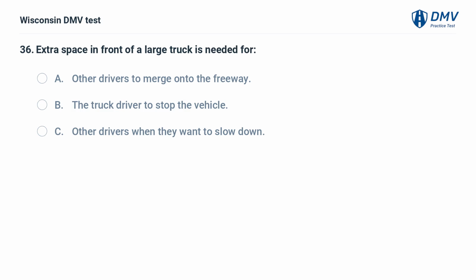Extra space in front of a large truck is needed for A. Other drivers to merge onto the freeway. B. The truck driver to stop the vehicle. C. Other drivers when they want to slow down.